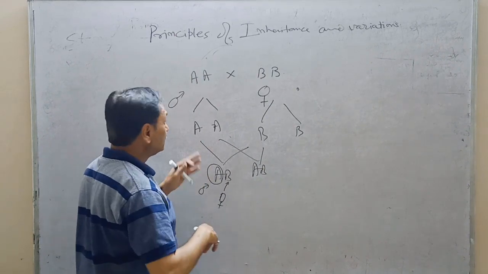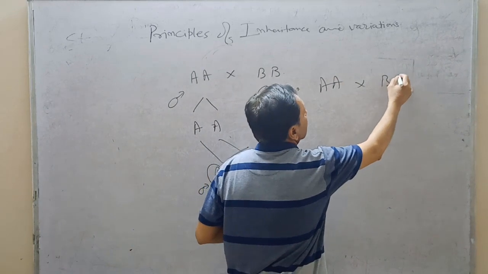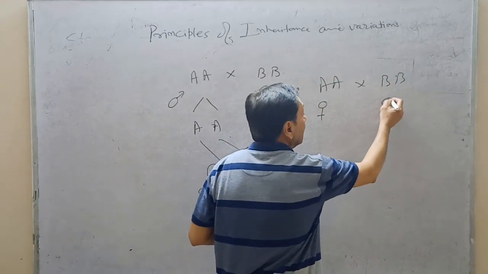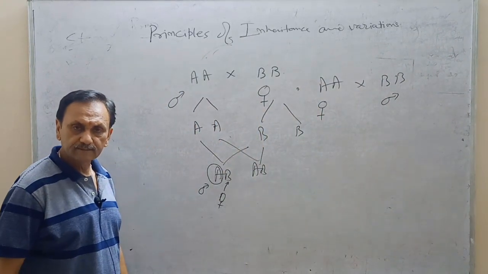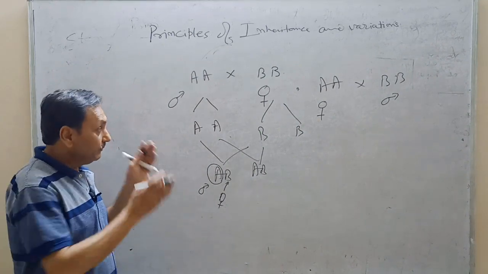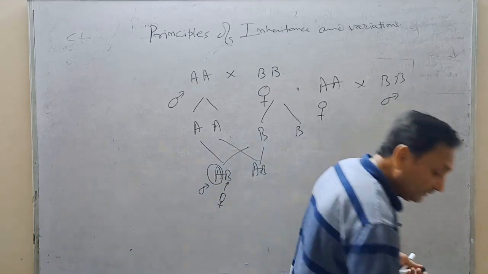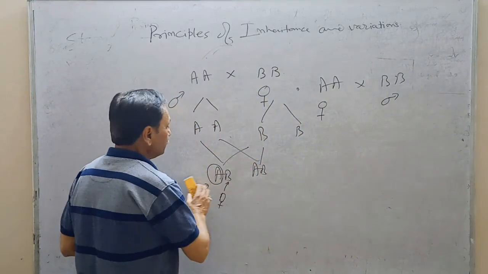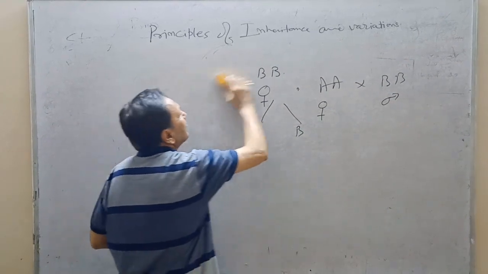But if you consider the same A and B, and consider the female part of A and the male part of B, this is called reciprocal cross. This type of cross is made to confirm that the male and female are not responsible for it, but the progeny is responsible for the dominance of the recessive.